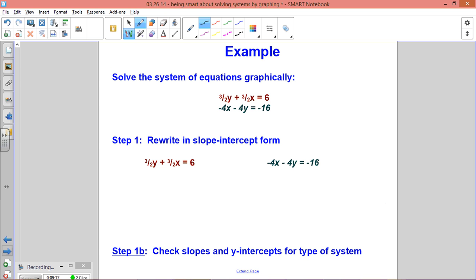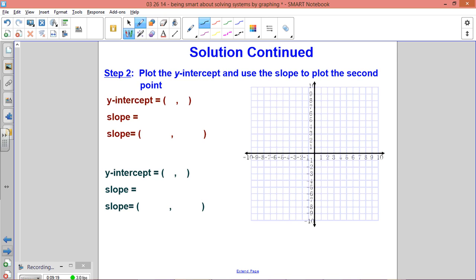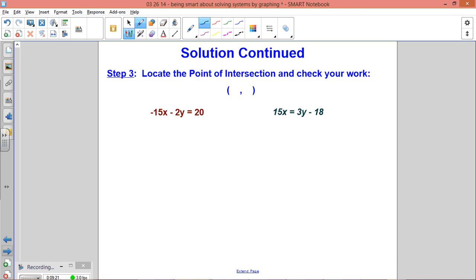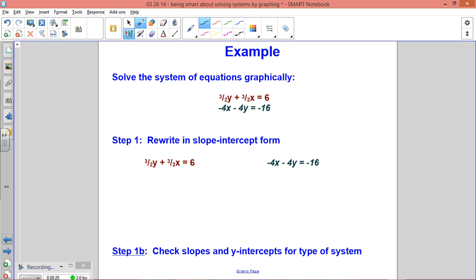I'm going to go to this next one here, and I think that'll be the last one we do. Because really what I want to show you is what happens when we don't have one solution. So let's go with this one: 3 halves y plus 3 halves x equals 6, and -4x minus 4y equals -16. Let's see what happens here.